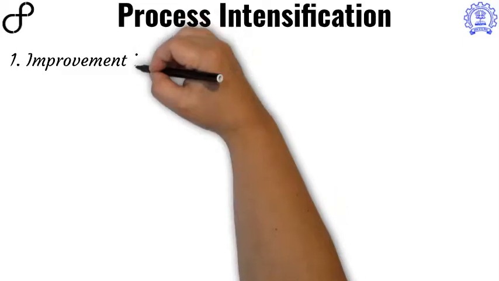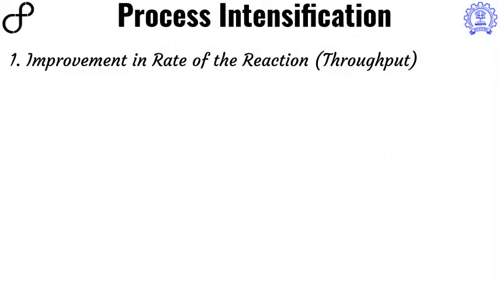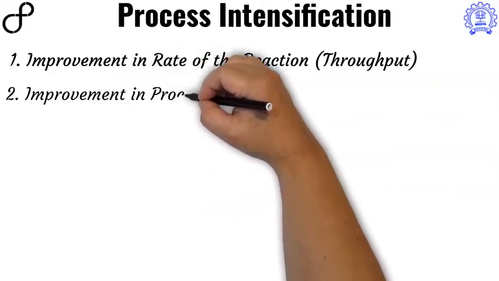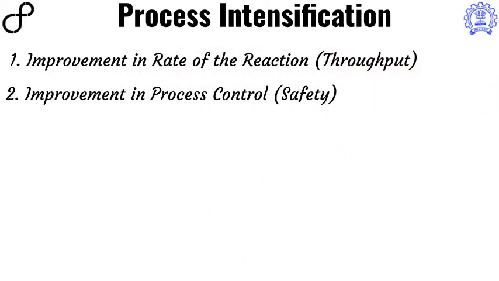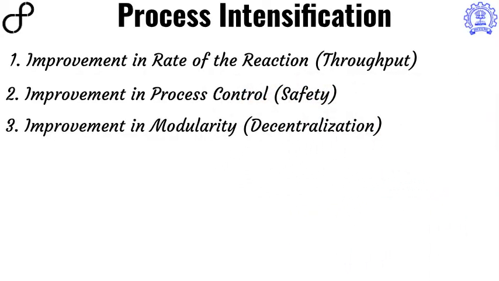The most important and broad definition of process intensification is to improve the rate of the reaction without compromising safety. This automatically translates in an increase in process throughput. Another definition is improvement in the process controls. This, in turn, helps in improving safety and also decreases the batch failure rates. Third definition is improvement in modularity. This helps in improved maintenance, replacement, and relocation of the plant.